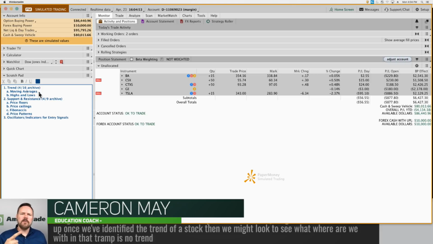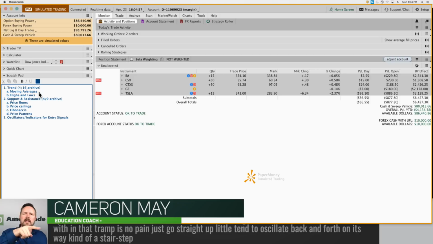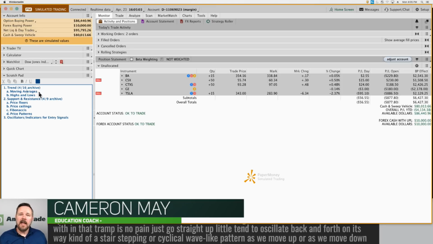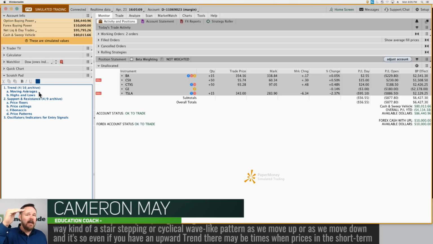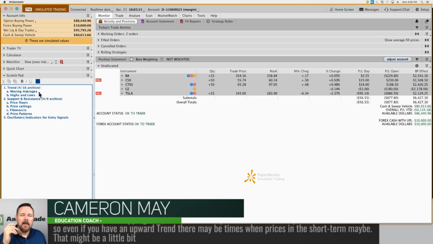Because no trend just goes straight up. It'll tend to oscillate back and forth on its way, kind of a stair-stepping or a cyclical wave-like pattern as we move up or as we move down. And so even if you have an upward trend, there may be times when prices in the short term are a little bit high, and there might be times when prices have come down to lows within that trend, and maybe that might be a little bit better time to buy, or at least that's the technical view of things.